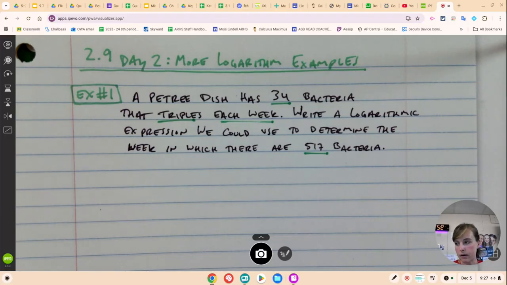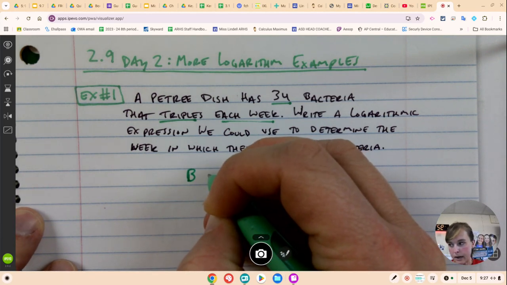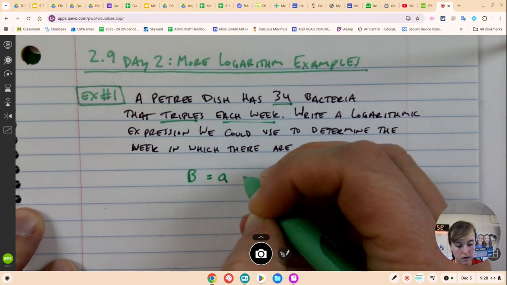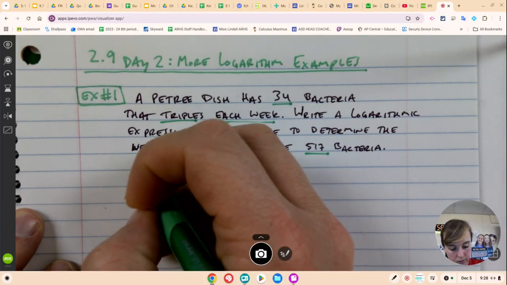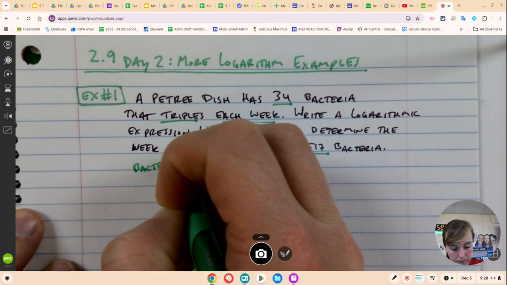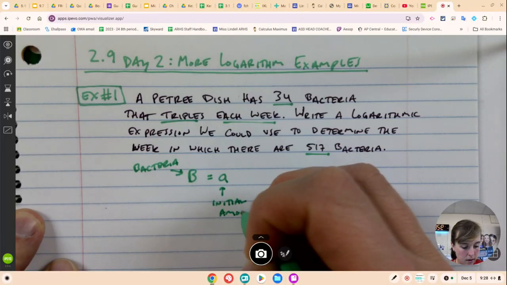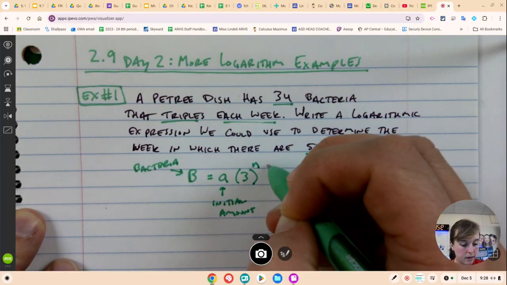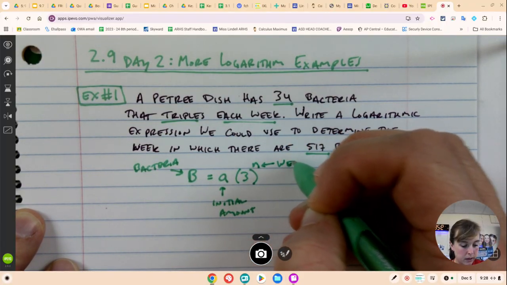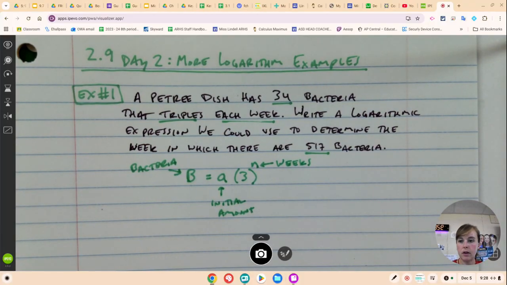So going from there, let's start with the fact that there will be B bacteria, which is going to be our initial amount A. So we want to label things as we go. Bacteria, initial amount. And then we know it's tripling, so it's going to be times 3 to the n power, where n is going to be the number of weeks.